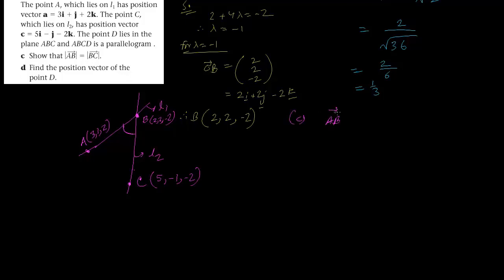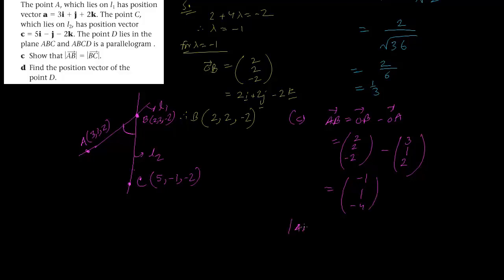So AB vector equals OB minus OA. Let me write down the column vector, it's quicker. So OB is (2, 2, -2) minus OA, which is (3, 1, 2). Ultimately this is going to be 2 minus 3 is -1, 2 minus 1 is 1, -2 minus 2 is -4. The modulus of this is the square root of (-1) squared plus 1 squared plus (-4) squared. So this turns out to be 1 plus 1 plus 16, square root of 18.